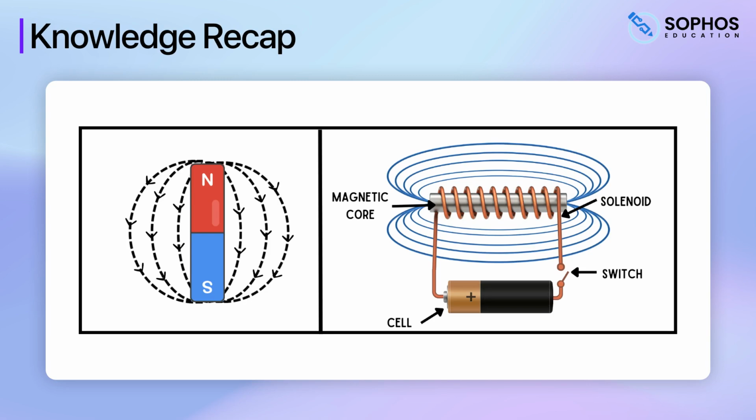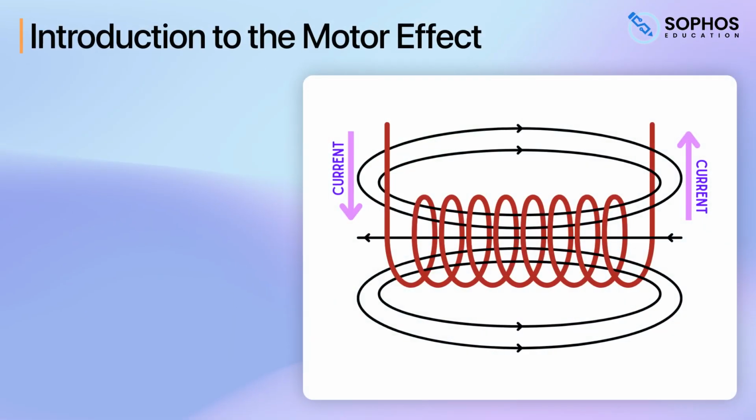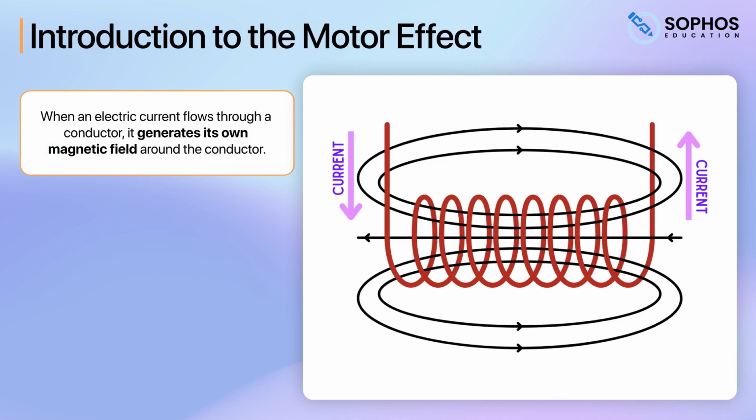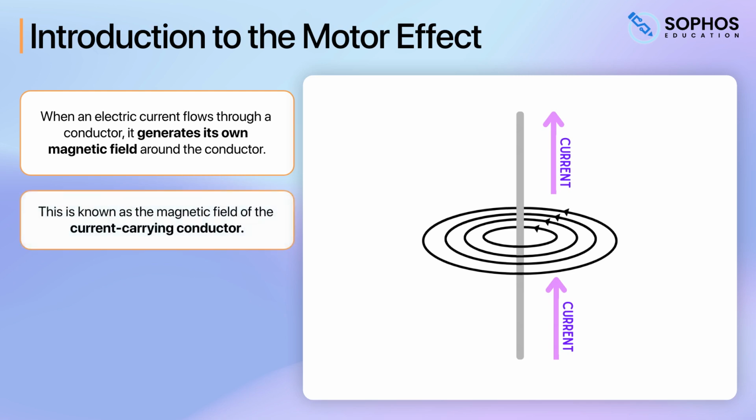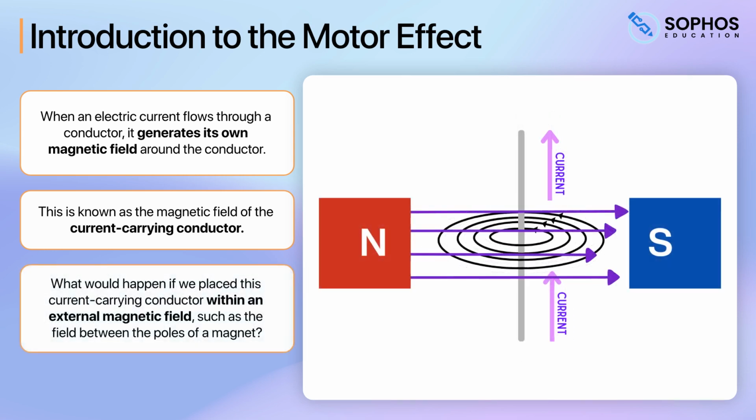Let's get started. To comprehend the motor effect, we need to consider a conductor that carries an electric current. When an electric current flows through a conductor, it generates its own magnetic field around the conductor. This is known as the magnetic field of the current-carrying conductor. We saw this especially when we explored solenoids. Now, what do you think would happen if we place this current-carrying conductor within an external magnetic field, such as the field between the poles of a magnet?